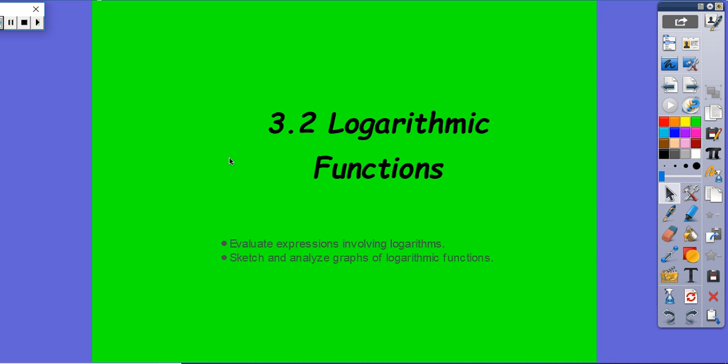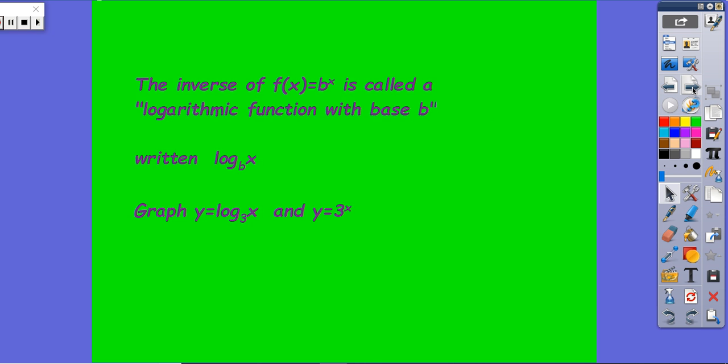This is lesson 3.2, logarithmic functions. We're going to evaluate expressions involving logarithms and sketch and analyze graphs of logarithmic functions.